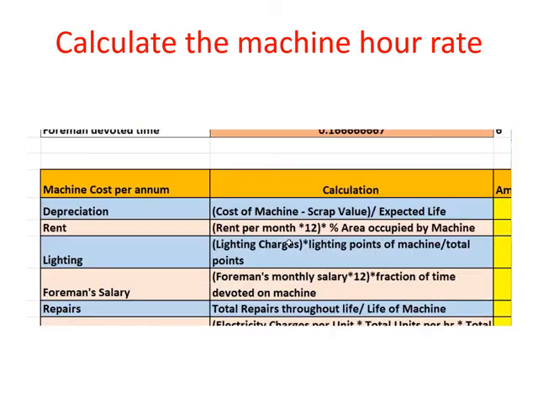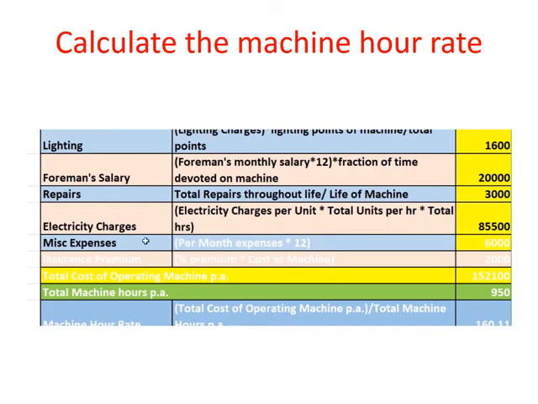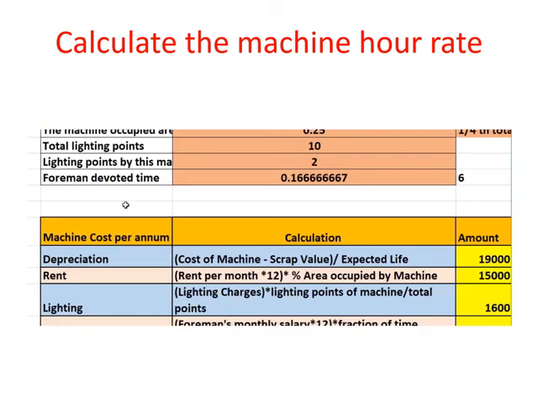So what shall we do? Miscellaneous expenses: per month expenses into 12, you will get this as 6,000. 500 into 12, you got 6,000. What is the next one?